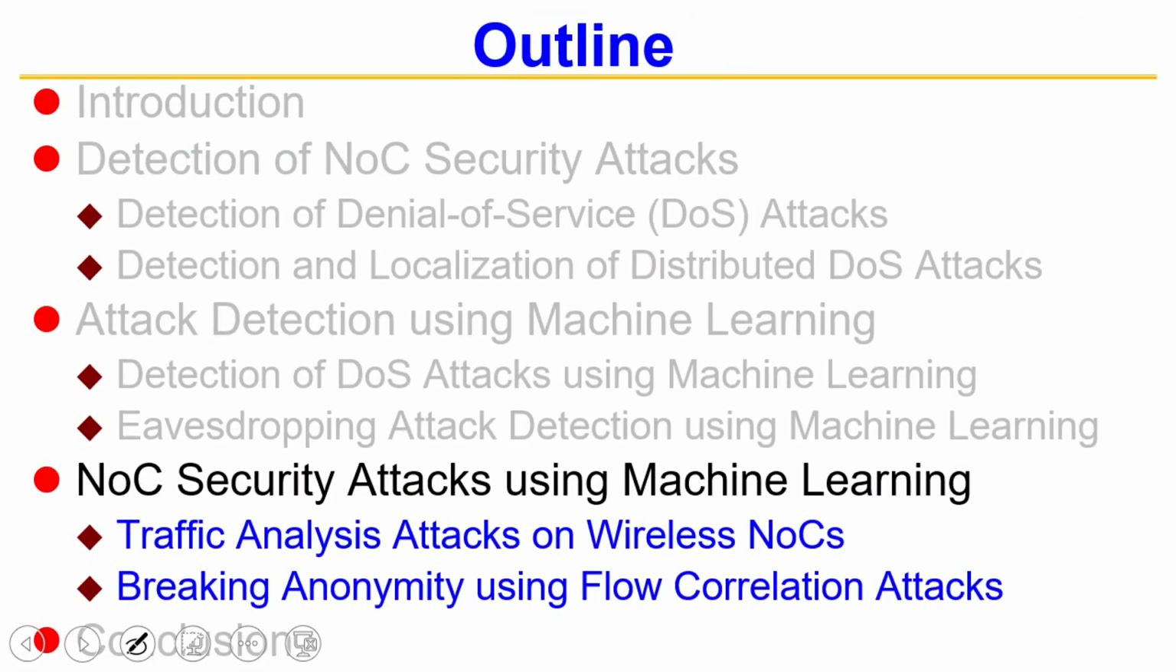So, now that we have talked about different types of attacks and your detection using machine learning, the last one I want to talk about is how you use machine learning to make an attack on the NoC itself. This time machine learning is the adversary; earlier, machine learning was the friend who is going to tell you something is going wrong. I want to show you examples of two scenarios, but there are many such scenarios we can discuss. The first scenario is traffic analysis attack, the second one is breaking anonymity.